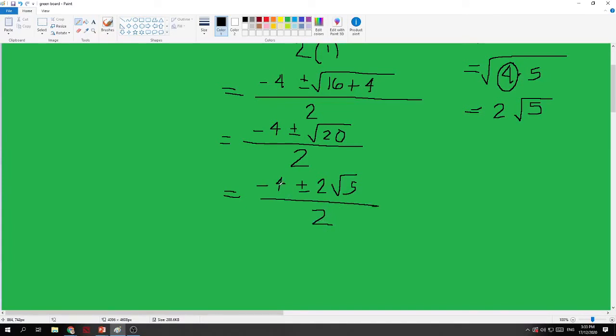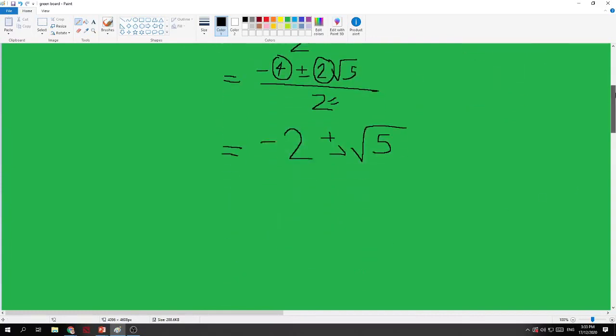Now, we can divide 4 by 2 and divide 2 by 2. Let's divide each number by 2. Negative 4 divided by 2 is how much? That's negative 2 plus minus 2 divided by 2. That's 1. So no need to write the number 1, right? So these are our roots.